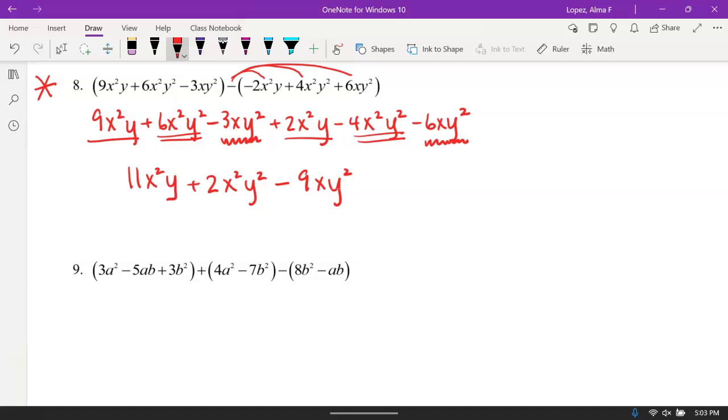Notice the variables didn't change. And it's really hard to put it in order, so don't feel bad. My rule of thumb is when you've got a lot of different terms with lots of different exponents, go left to right. And I'll see you in the next video to finish this section off.